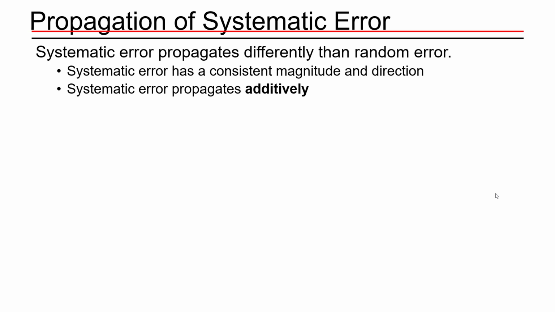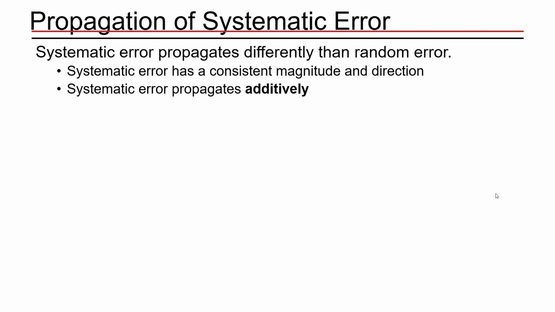Through calibration and calibration studies, we can determine the direction of the systematic error, whether the instrument or the piece of lab equipment reads high or low, and we can test to determine how big that discrepancy is. So we know the value and we know the direction. And because systematic error is a property of the tool we're using, systematic error propagates additively because it propagates in the same direction and with the same value every time.